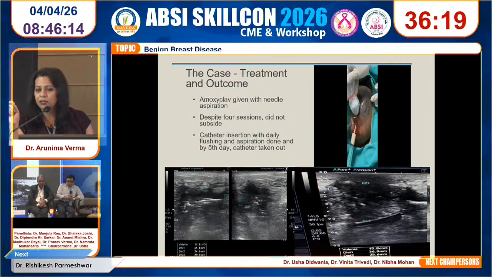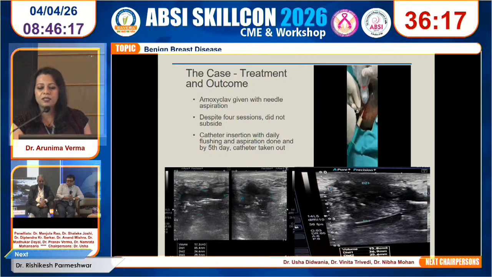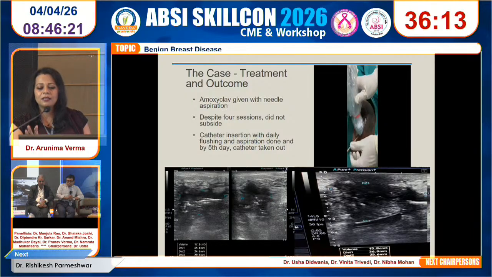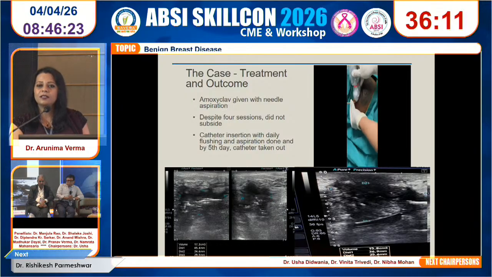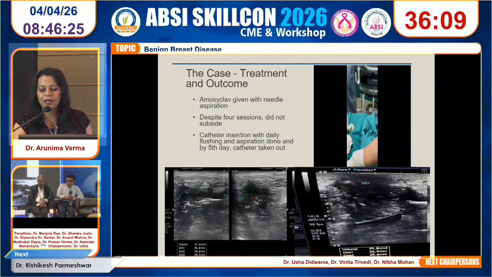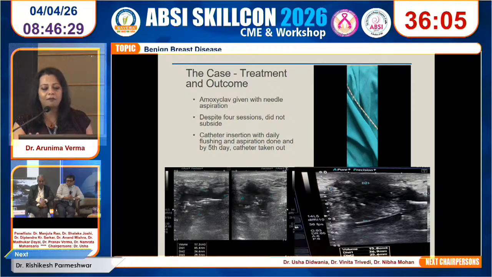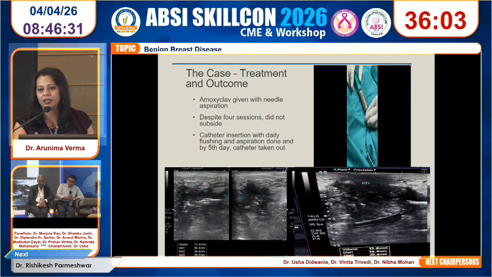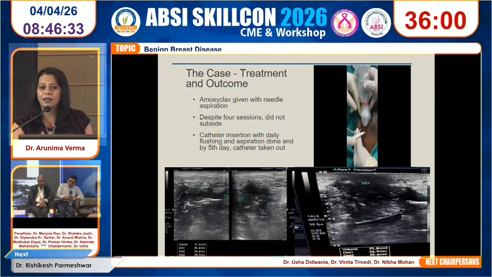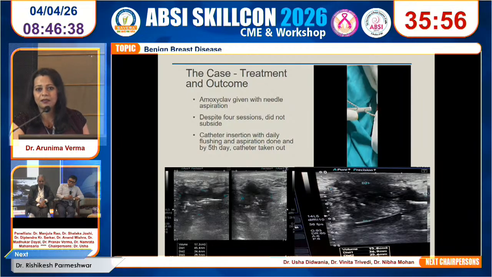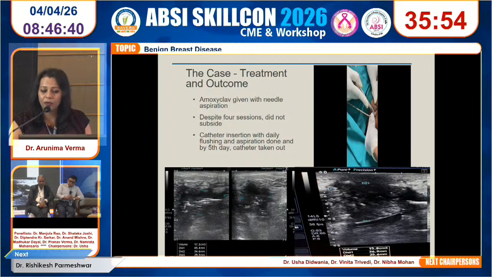However, that did not subside. So what you see in the video is catheter insertion under ultrasound guidance. We kept this for 5 days, and on a daily basis we were doing an ultrasound to look at the breast cavity, and on the right side you can see the catheter in situ. After 5 days the catheter was taken out. And this actually works. I do this quite often in my practice when I come across large breast abscesses, and I and D can actually be avoided.